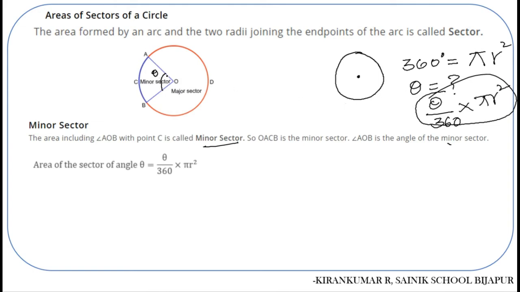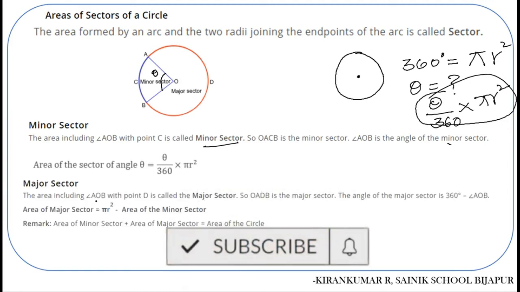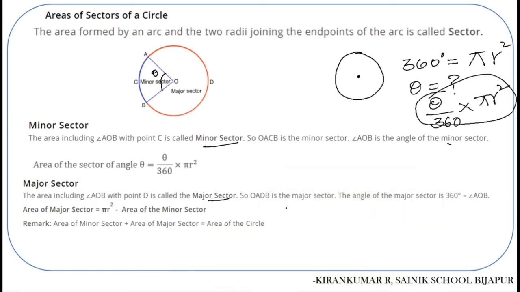Here the angle theta is taken as angle in the minor sector, so we get area of minor sector as theta by 360 into pi r square. From the total area, if you subtract this theta by 360 into pi r square, we get the remaining. That remaining is nothing but area of major sector. Area including angle AOB with point D is called major sector. OADB is a major sector. The angle of major sector is the angle 360 minus this theta. So area of major sector is given by area of the circle pi r square minus area of the minor sector. In other words, when we add these two areas of the sectors, we get complete circle.